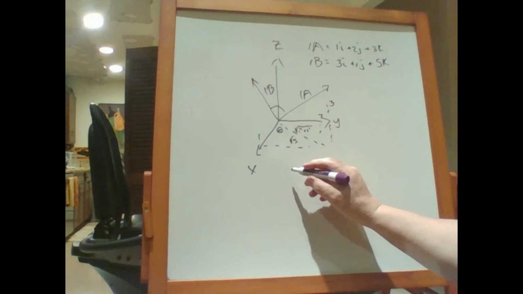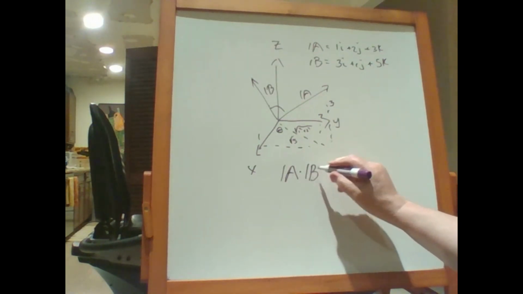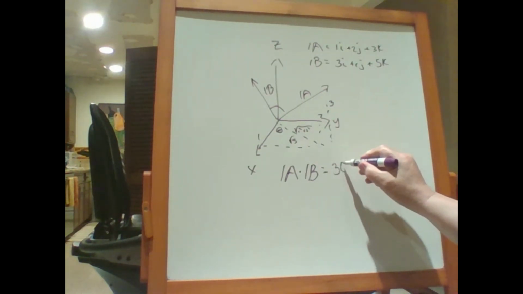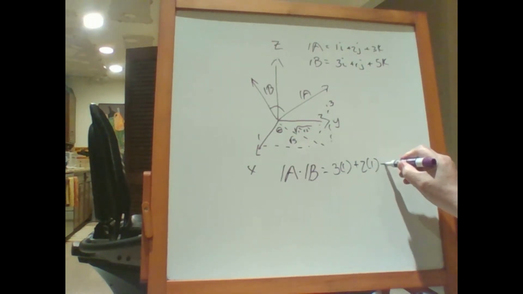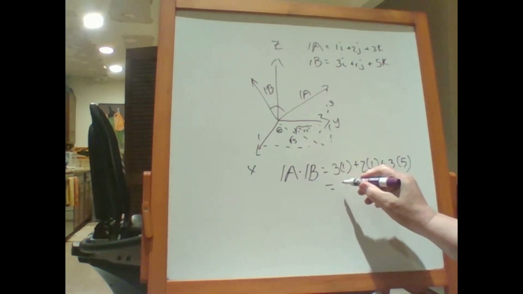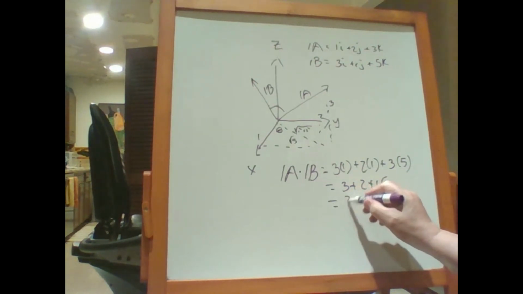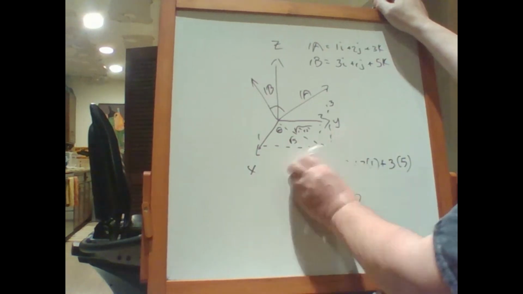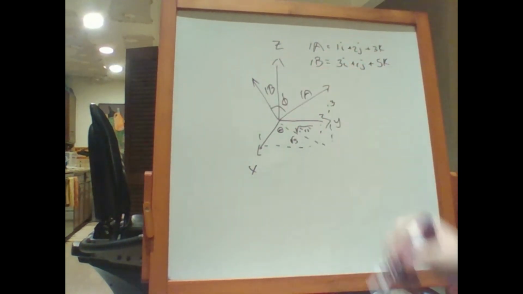A dot B would be equal to 3 times 1 plus 2 times 1 plus 3 times 5, and that's equal to 3 plus 2 plus 15, and that's equal to 20. And if we wanted the angle between A and B, we'll call that phi.